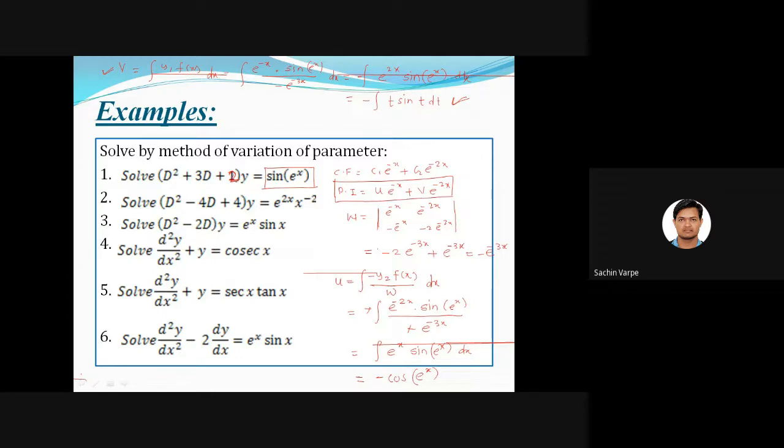Is this clear to everyone? Yes, sir. So the first question we have solved. Fourth we have solved.